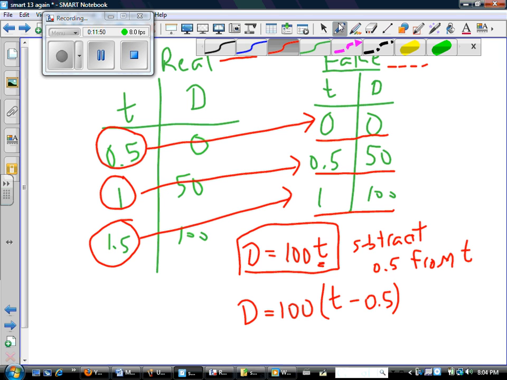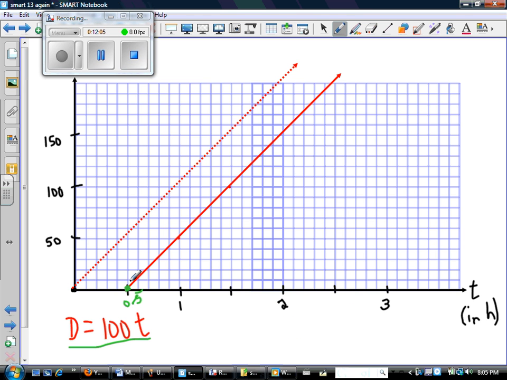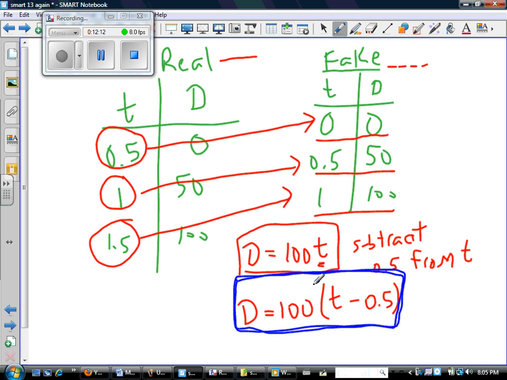Now, again, I'm taking you into grade 11 territory. So if you're already lost, don't sweat it. This is the equation of this solid line. It's called a transformation. So what we did was we took this easy to use, straightforward dotted line, and we transformed it by half an hour to create our real line.